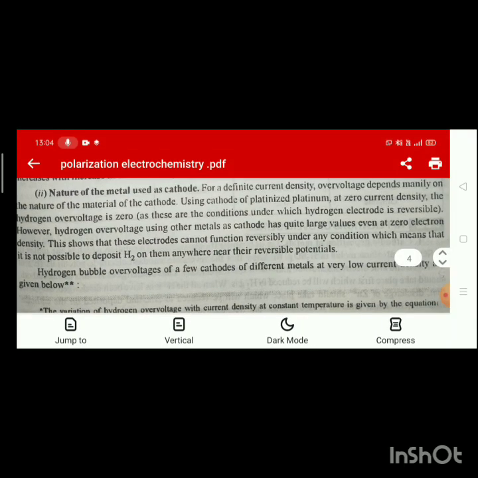Nature of metal used as cathode. For a definite current density, overvoltage depends mainly on the nature of the material of the cathode. Using cathode of platinized platinum at 0 current density, the hydrogen overvoltage is 0, as these are the conditions under which hydrogen electrode is reversible. However, hydrogen overvoltage using other metals as cathode has quite large values even at 0 current density. This shows that these electrodes cannot function reversibly under any condition, which means that it is not possible to deposit H2 on them anywhere near their reversible potential.